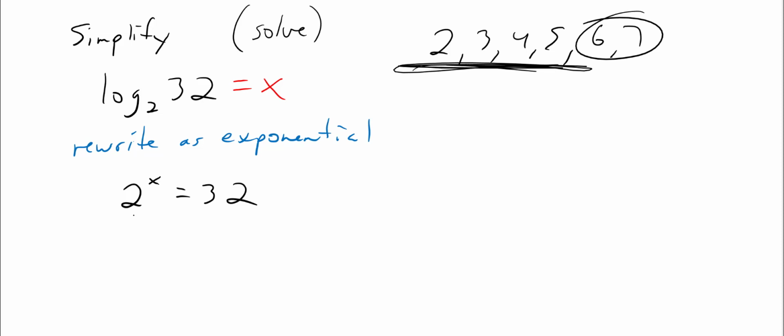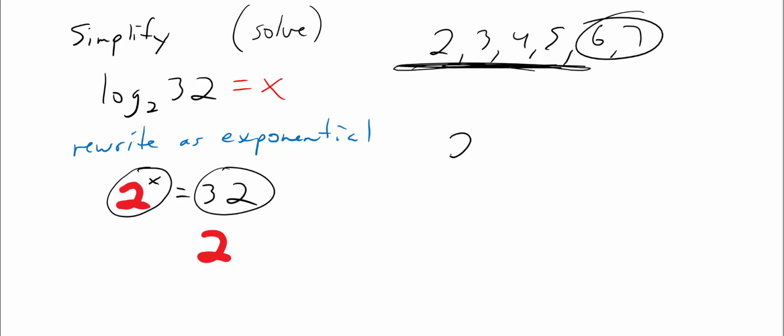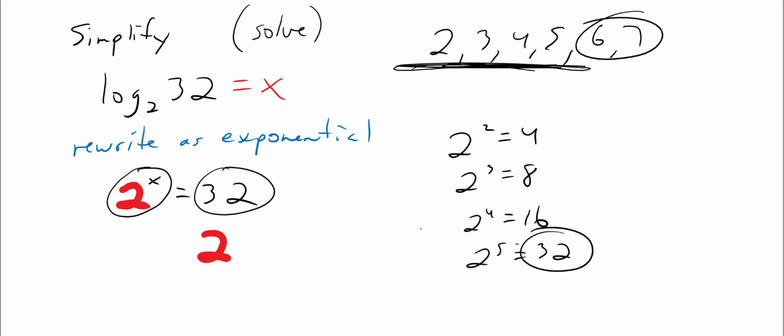Notice this is 2 to the x power. I need to find out what this is, 2 to something. I need these numbers to be the same, guys, this 2 and this 2. So try it in your calculator. Type in 2 squared. Well, that's 4. How about 2 cubed? That's 8. How about 2 to the 4th power? That's 16. How about 2 to the 5th power? That's 32. So 2 to the 5th power is 32.